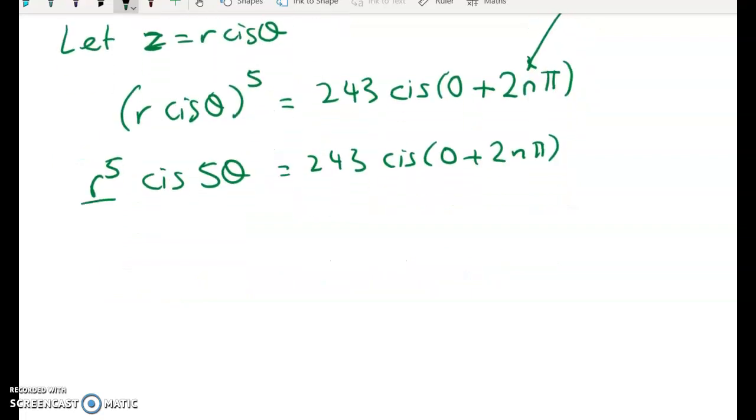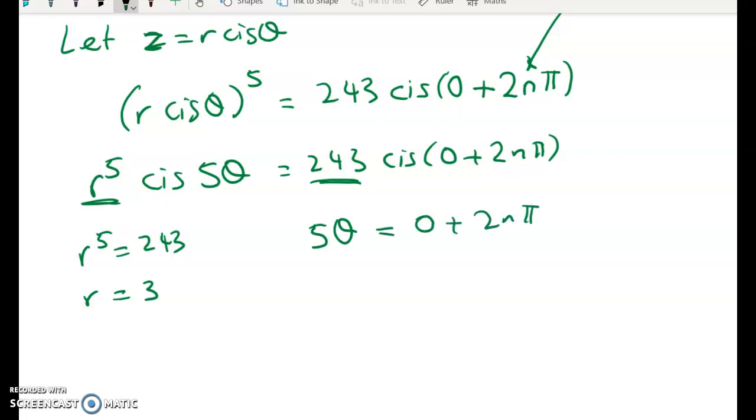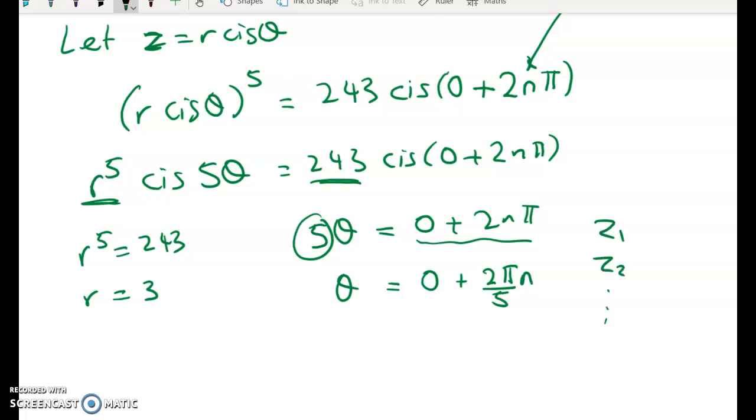And now we just have to match things up. R to the power of 5 is equal to 243, so r is equal to 3. 5 theta must equal 0 plus 2n pi. Theta is equal to all of this divided by 5, so 0 plus 2 pi on 5 times n. What we need to do now is to substitute in 5 different values of n, and out will pop z1, z2, down to the 5th root. And after that, they'll start to repeat.